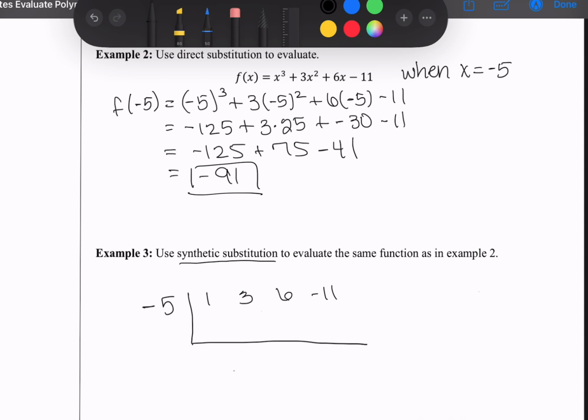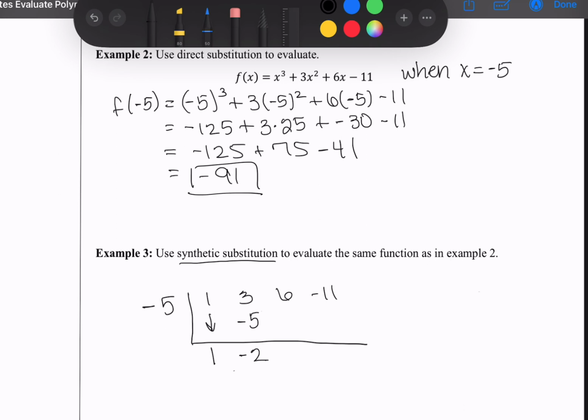Okay, here's where you're going to want to take a little extra note. So here's how this works. It's a procedure. You bring down the 1. Now you take that number, 1, and you multiply it by -5, and whatever you get, you put under the next coefficient. So 1 times -5 is -5. Add those together. You get -2.